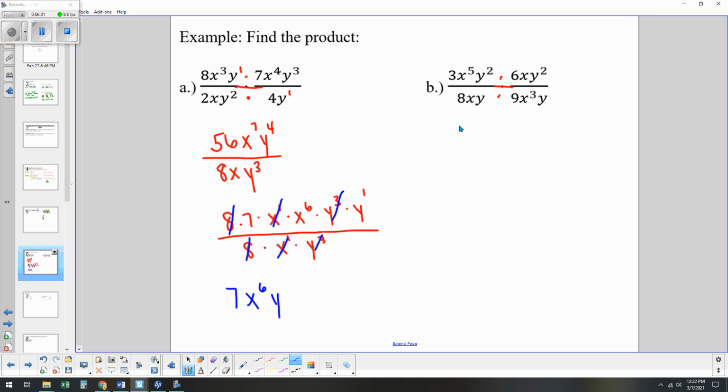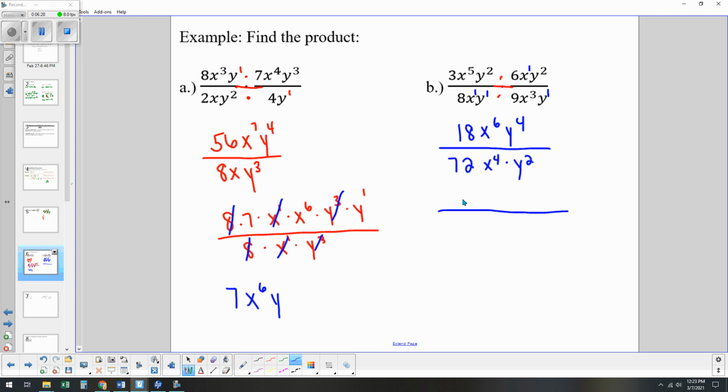3 times 6 is 18. X to the 5th times x to the 1st is x to the 6th. And y to the 2nd times y to the 2nd is y to the 4th. 8 times 9 is 72. X to the 1st times x to the 3rd is x to the 4th. And y to the 1st times y to the 1st is y squared. So I have an x to the 4th on the bottom, that's bigger. I have a y squared on the bottom, that's bigger.